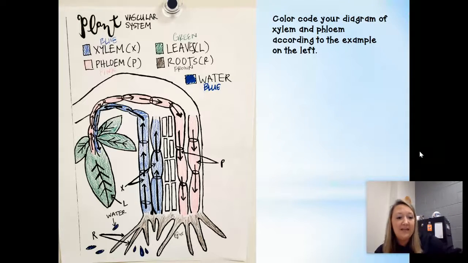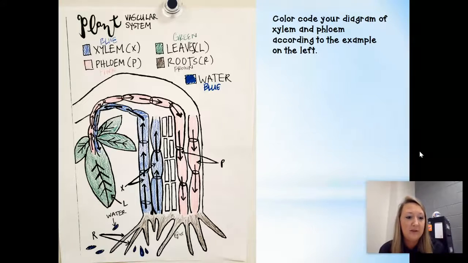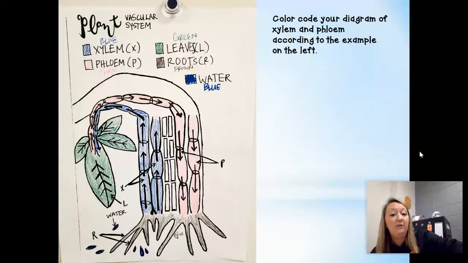And phloem is made in the leaves. You can see our nice green leaves color-coded over there. They're labeled with the letter L. And phloem is going to transport the sugar that's made in the leaves.